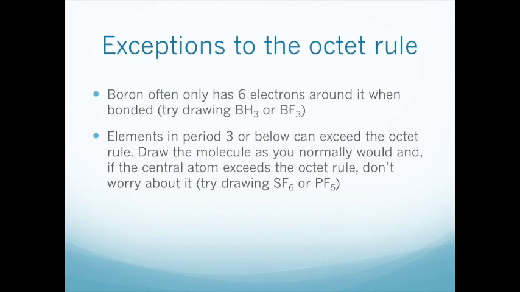Another thing that can happen in period 3 or below is that molecules can exceed the octet rule. Things like sulfur or phosphorus can have more than 8 electrons on the central atom. This is because the d orbital electrons and d orbitals participate in the bonding structure and allow for more combinations and possibilities. We will examine this a bit when we talk about SF6 and PF5.